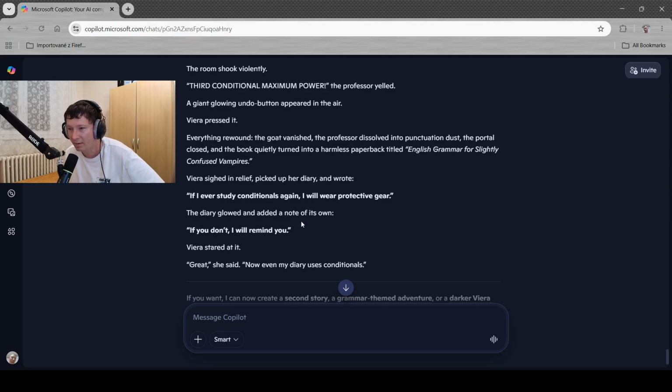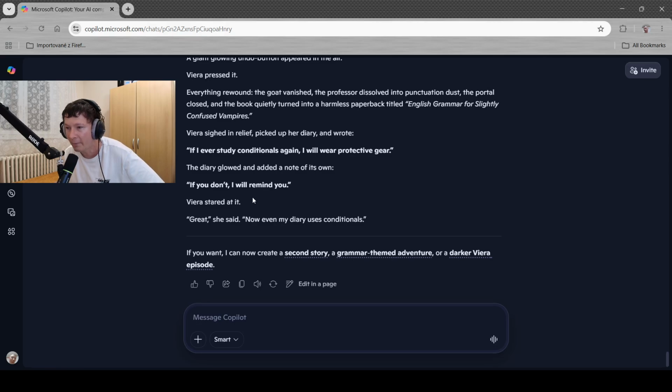The diary glowed and added a note of its own. If you don't, I will remind you. Viera stared at it. Great, she said. Now even my diary uses conditionals.